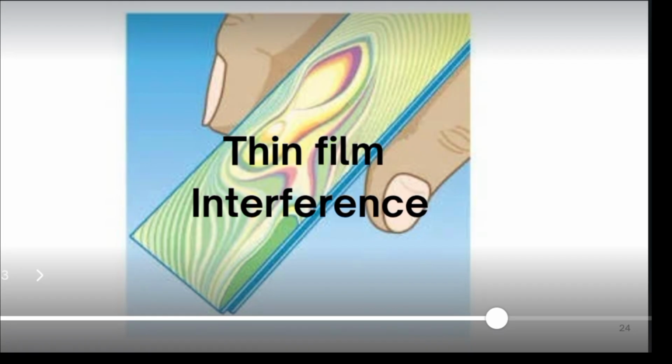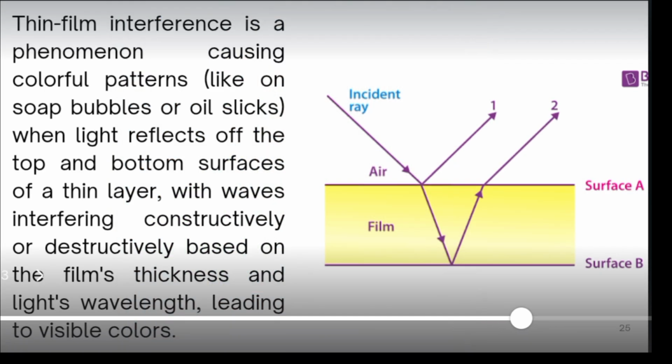Now let's move on to thin film interference. Thin film interference is a phenomenon causing colorful patterns, like on soap bubbles or oil slicks, when light reflects off the top and bottom surfaces of a thin layer, with waves interfering constructively or destructively based on the thin film's thickness and the light's wavelength, leading to visible colors.